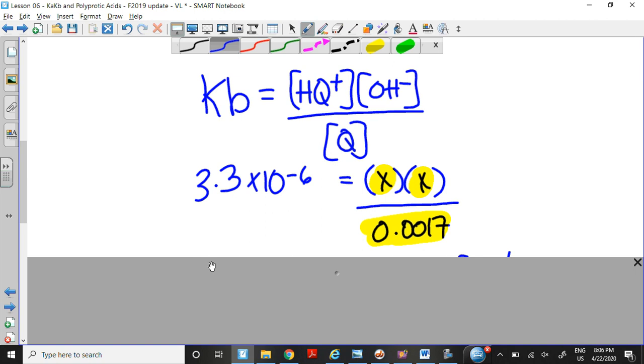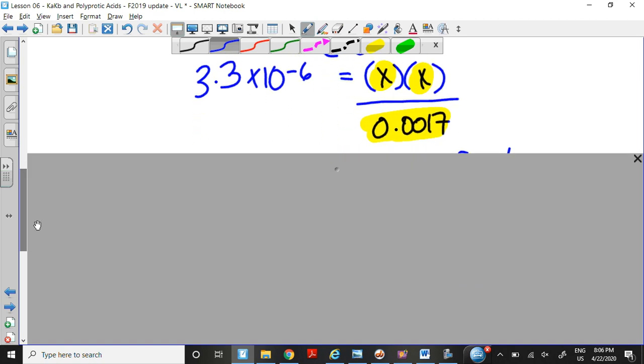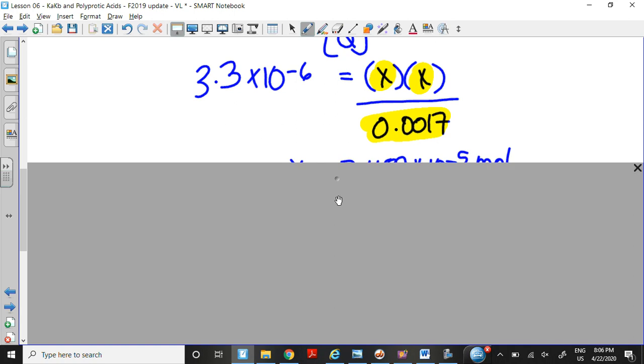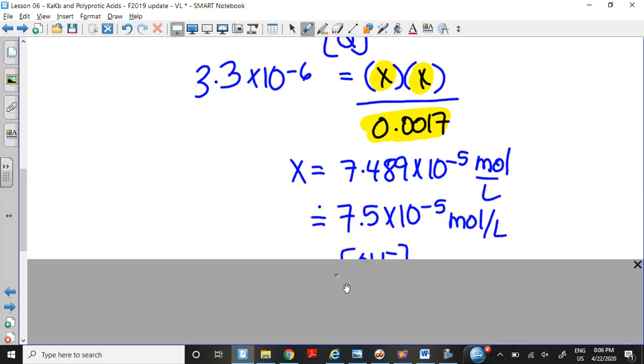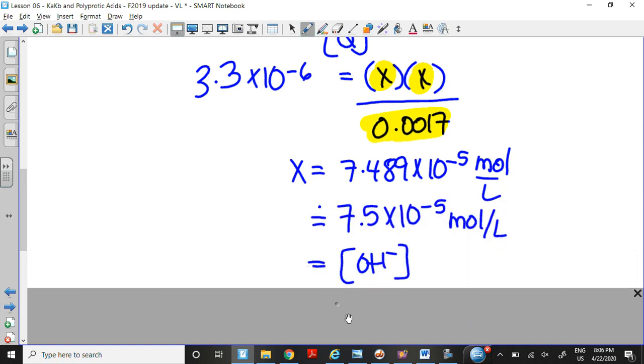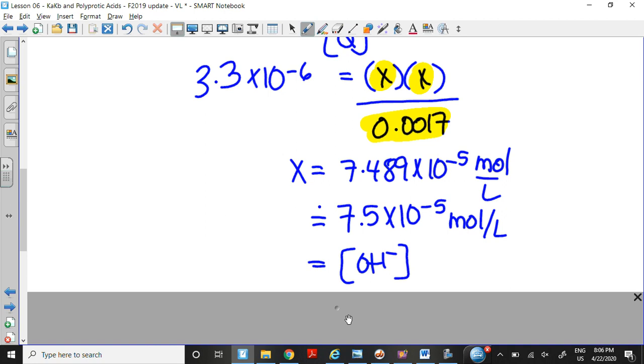And now the rest of the math is just going through and solving for x. So when we do that, you should get an x value of 7.5 times 10 to the negative 5 moles per liter with significant digits. And remember, that's representing our hydroxide ion concentration. So this here is tackling one piece of the puzzle. One part of the question asked us for the concentration of hydroxide ions. So we got that done.